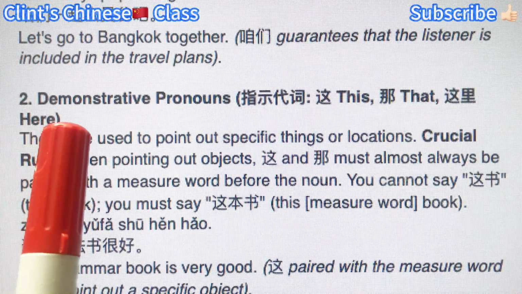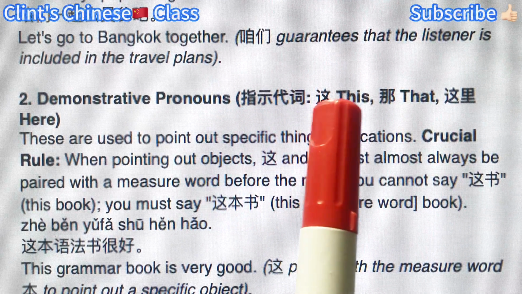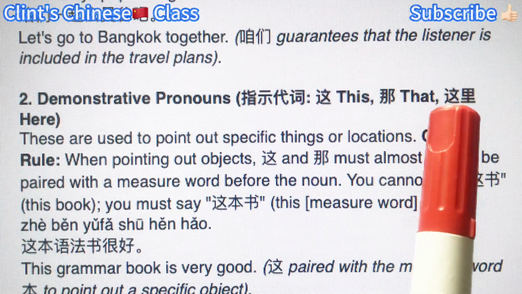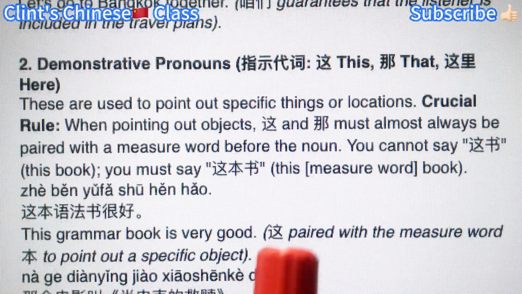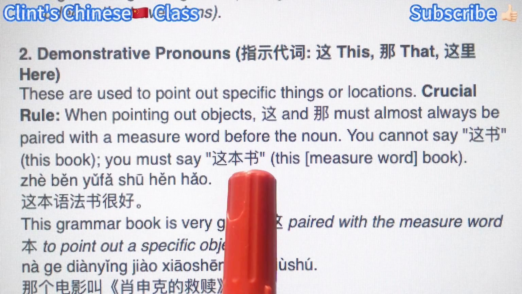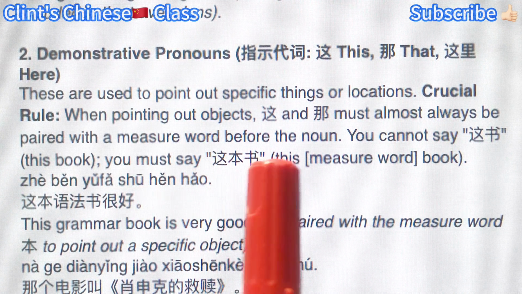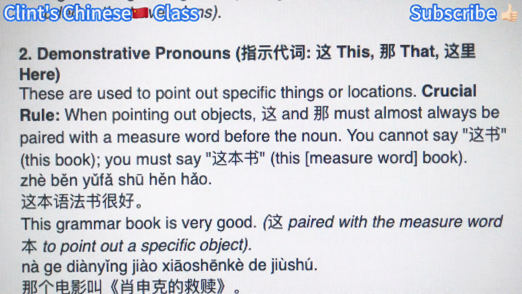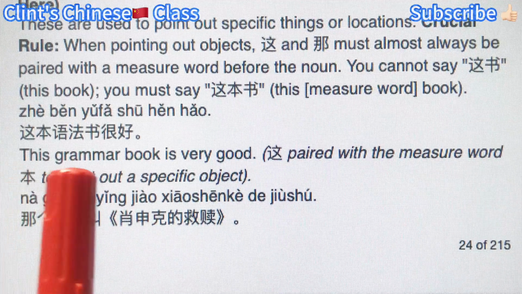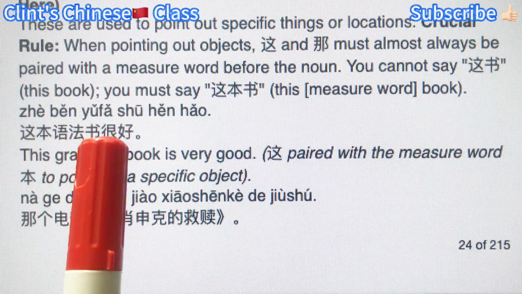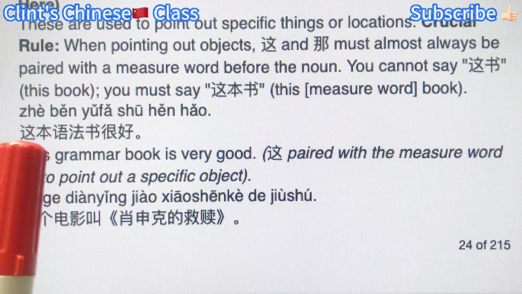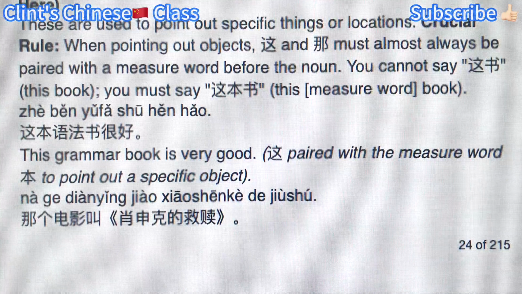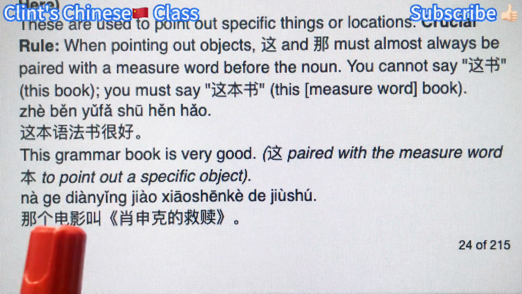Personal pronoun, the second type of pronouns are demonstrative pronouns, like 这, this, 那 meaning that, here meaning 这里, here. And when we use this to talk about a noun or an object, you need to add a measure word. So 这, the demonstrative pronoun plus measure word plus the object. For example, this grammar book is very good. 这本语法书很好. So 这 is a pronoun. 语法书 grammar book is the object. So you need to add the measure word 本 to connect the pronoun and the object.